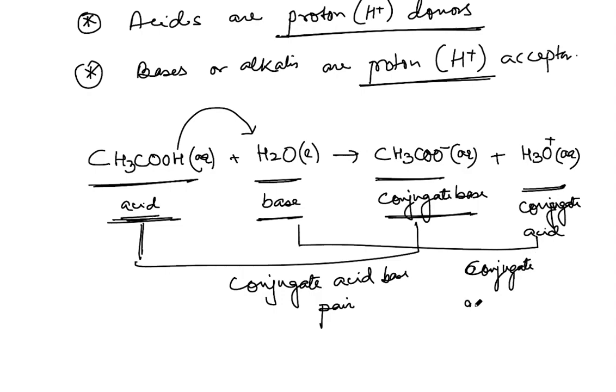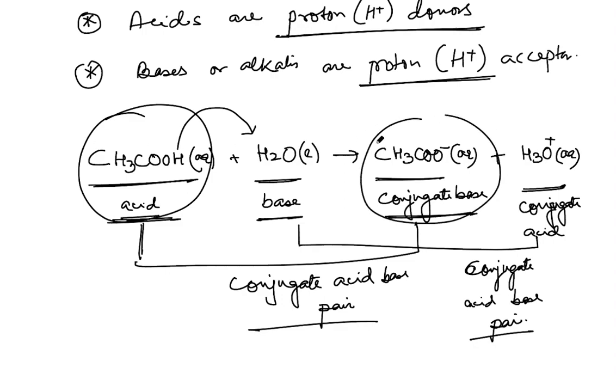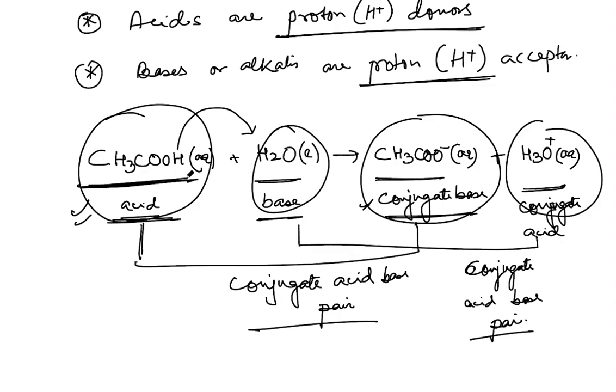What is the difference we observe between acid and its conjugate base, base and its conjugate acid? What we can see here, the difference between acid and its conjugate base is of one H ion. It has CH3COOH and it has CH3COO minus, means it has lost one H ion. So the difference between one acid and its conjugate base is of one H ion.